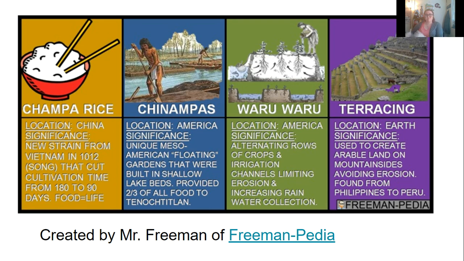And then also in the Philippines and Peru specifically, but anywhere where you had mountainous territory and you needed farmable land, you saw what's called terracing. Basically, they would create steps into the side of the mountain using stone walls to create arable land so that they could grow and they could farm.